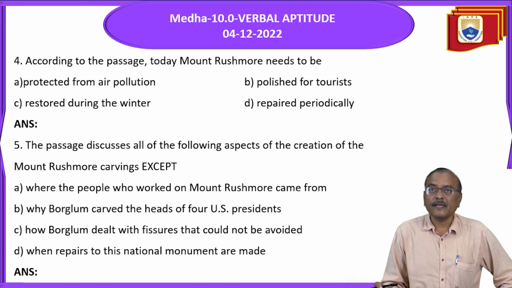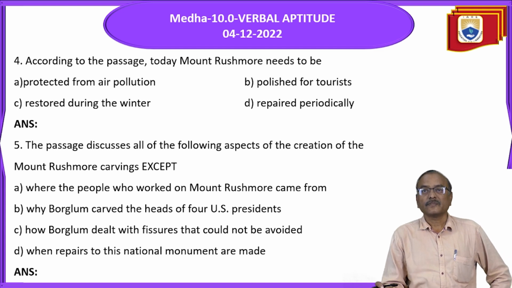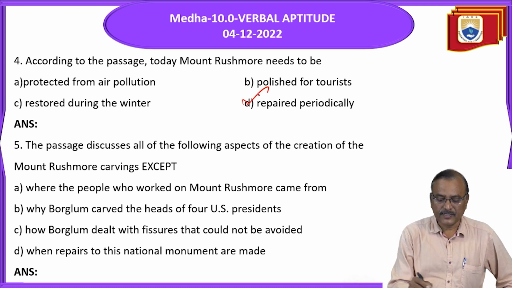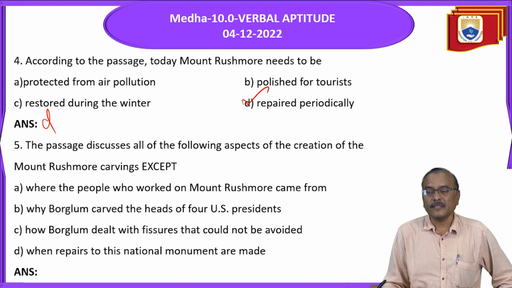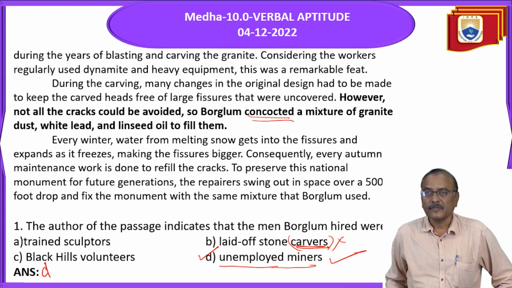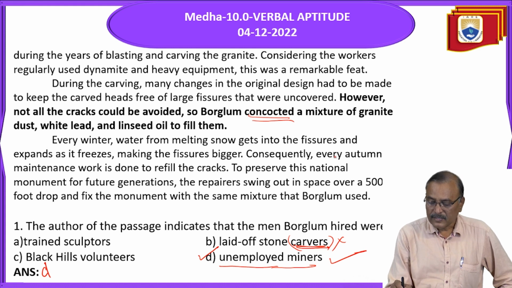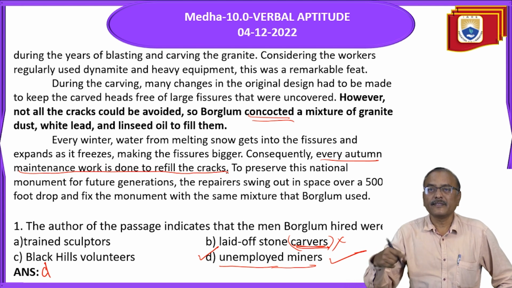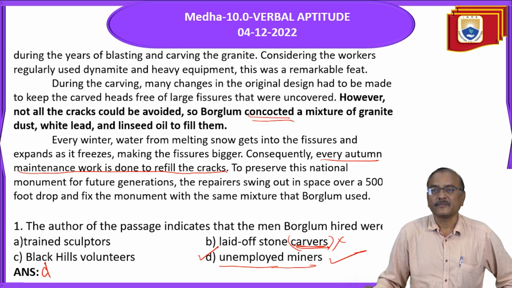Next. According to the passage, today Mount Rushmore needs to be protected from air pollution, wrong, polished for tourists, wrong, restored during the winter, wrong, repaired periodically. So this one is the right option. Where is the option here? Let us see in the paragraph. So, every autumn, maintenance work is done to refill the cracks. Means it needed regular repairs. Right?